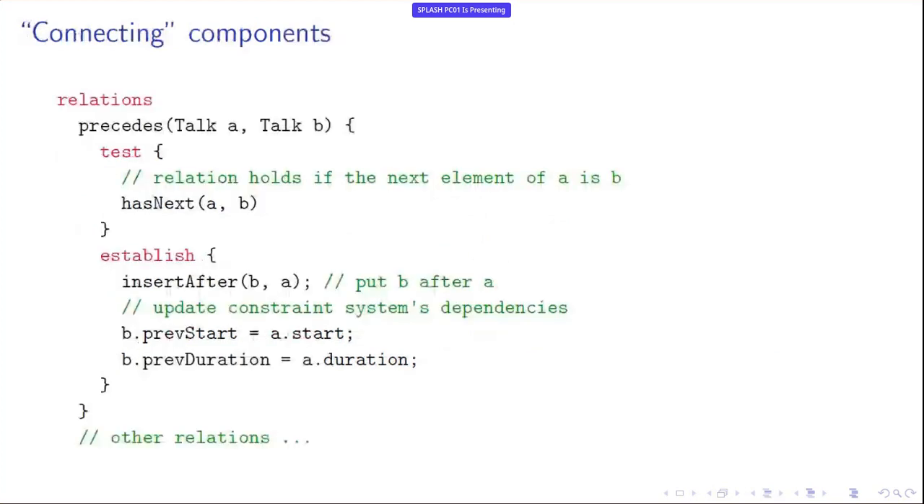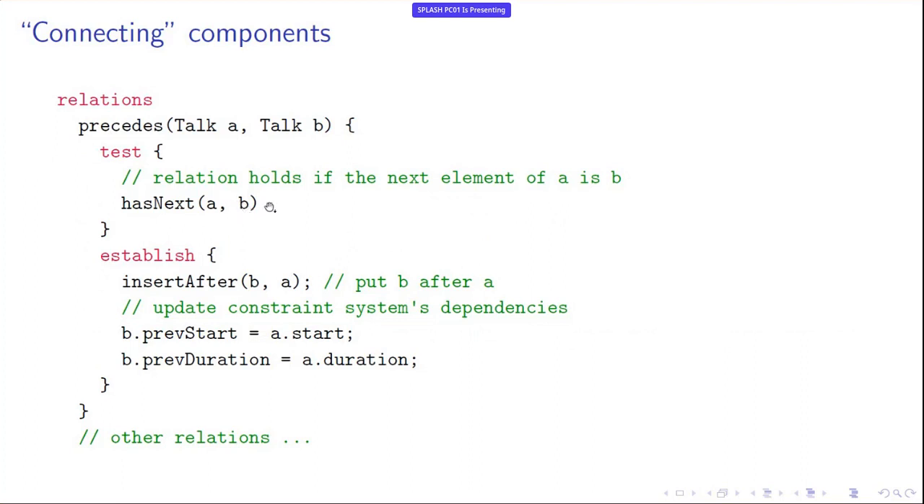So now we can define relations between talks. And in this case, we define the relation proceeds between a talk A and B. So a relation has a test block, which will test whether the relation is established or not, and it will have an establish block to establish the relation. And here we see some functions which are in the standard library, but you can also create your own if you want.